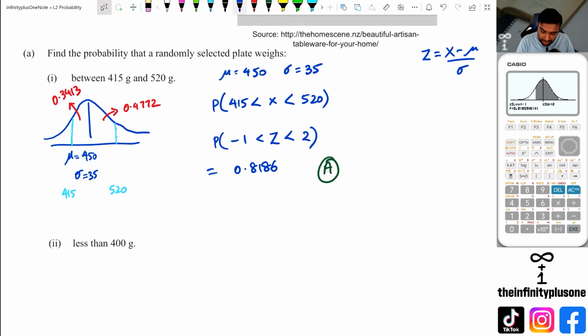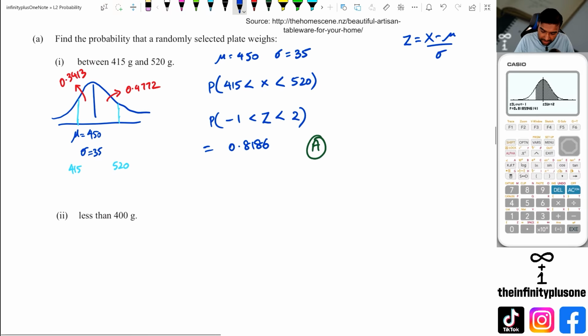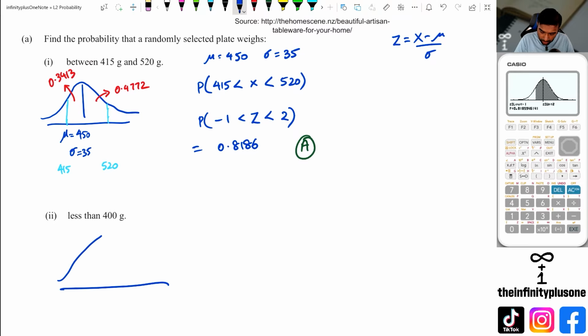So if we're looking for less than 400 grams, we're gonna again do the same thing. We're gonna do a quick sketch where this is 450 and standard deviation is 35. We're looking for less than 400. So 400 is going to be there, and the zone we're looking at is this one. So we're going to write down probability of X less than 400.